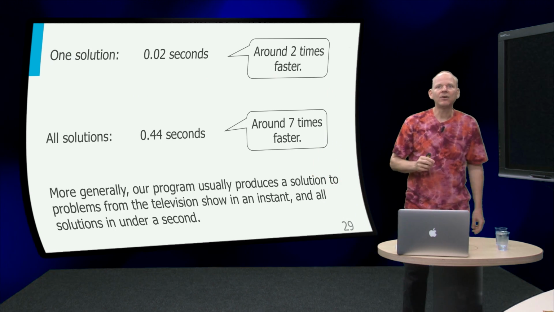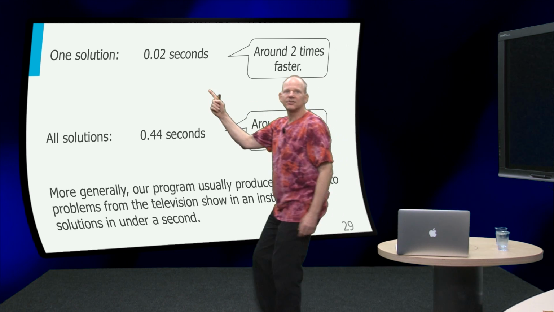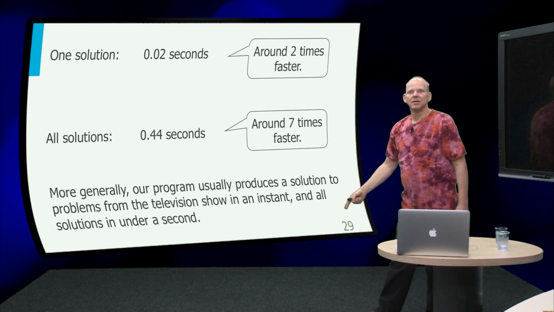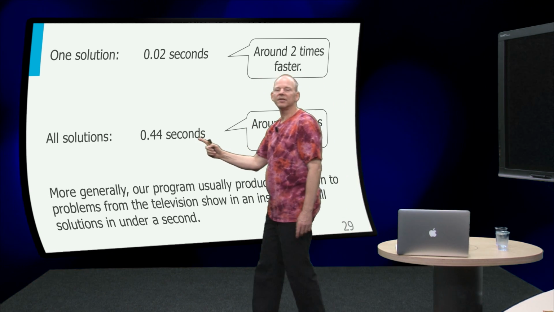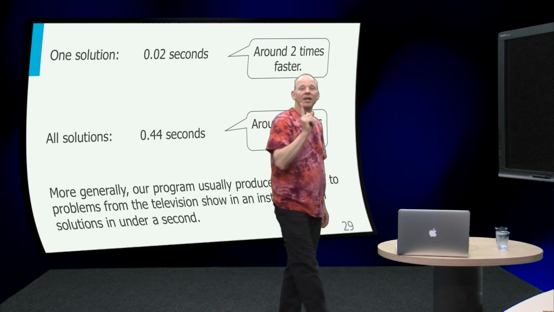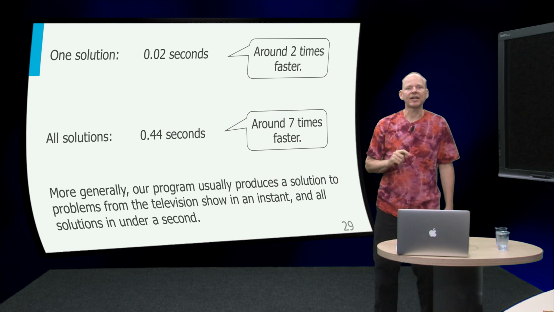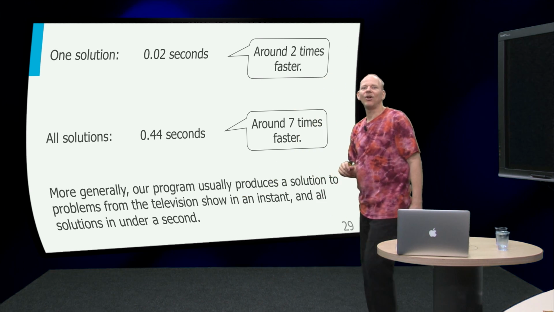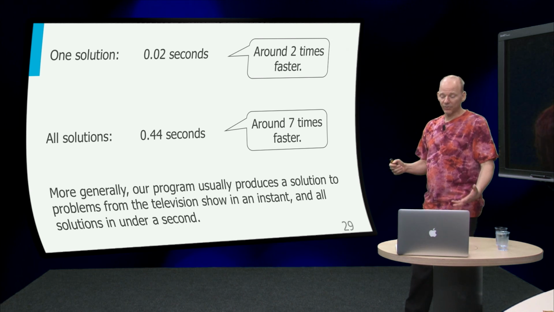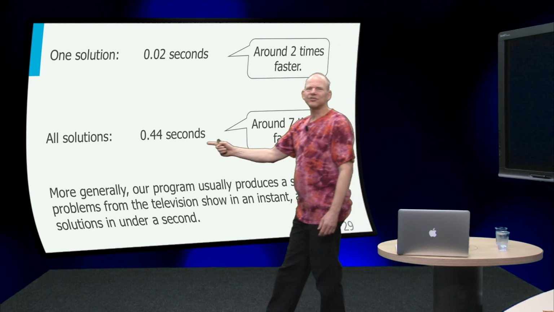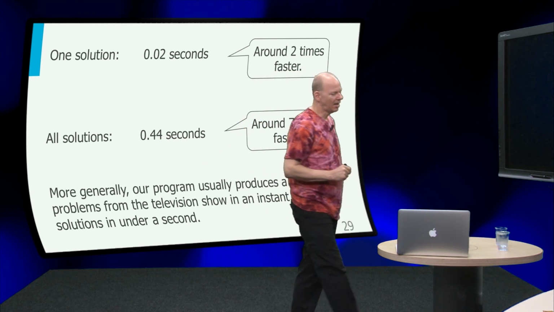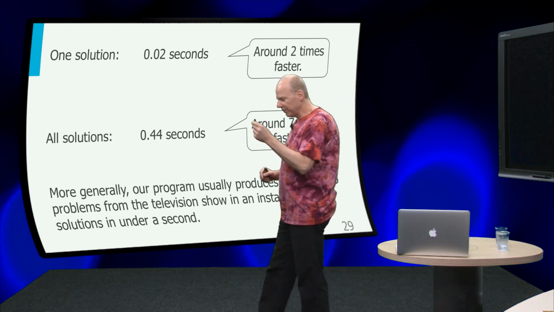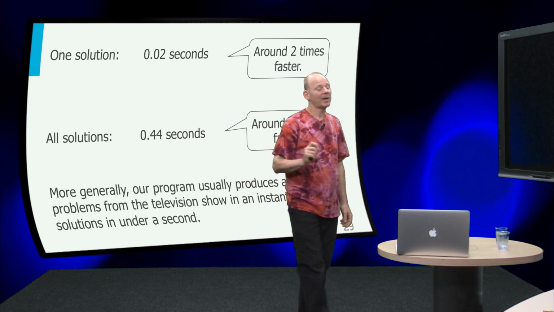So when we run this now, it finds the first solution in 2/100ths of a second. But even more important, it finds all the solutions in under half of a second. So you see, really, all the problems from this TV program are solved within half a second. And we started out with all solutions being about 44 seconds. So this is quite a dramatic improvement.